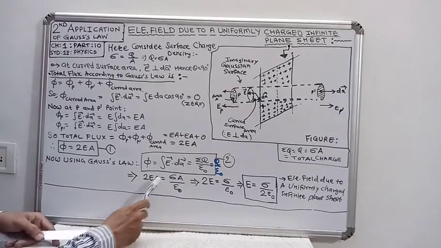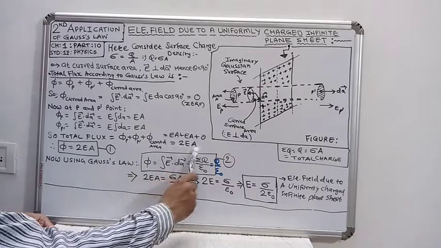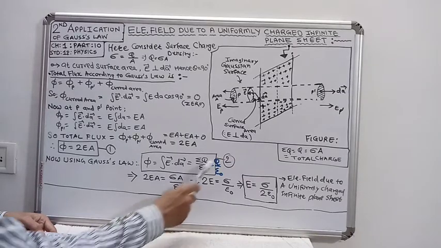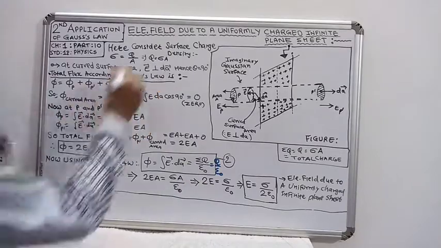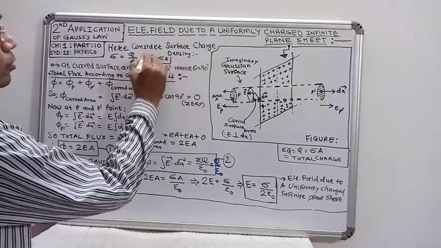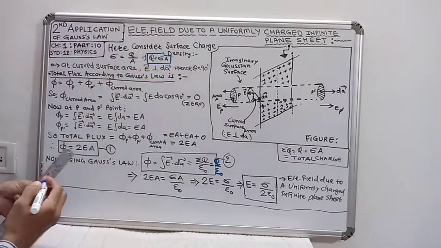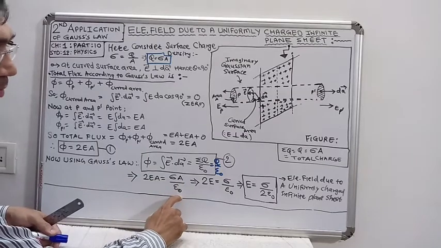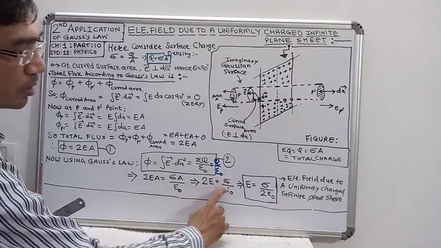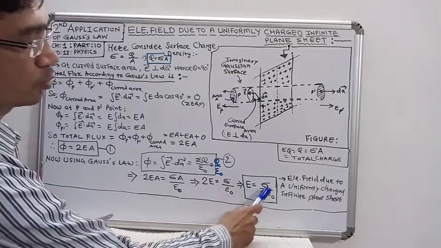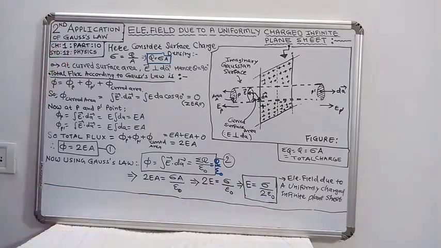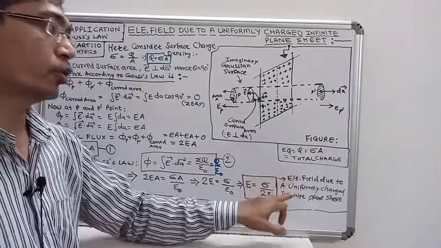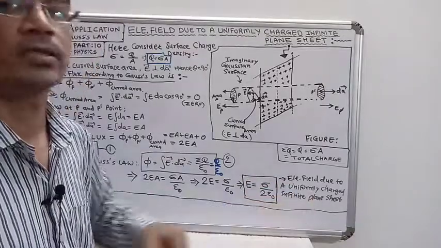Now here the total flux is equal to twice EA. So we can write twice EA is equal to sigma A upon epsilon 0, as Q is equal to sigma A. So the equation is 2EA is equal to sigma A upon epsilon 0. That means 2E is equal to sigma upon epsilon 0 and E is equal to sigma upon twice epsilon 0. So this is the final equation and it gives the electric field due to the uniformly charged infinite plane sheet.